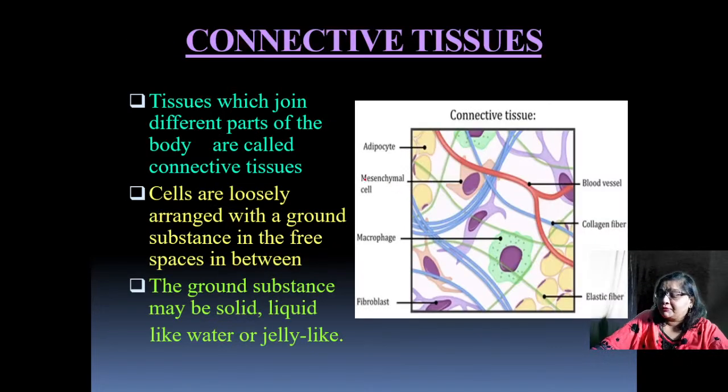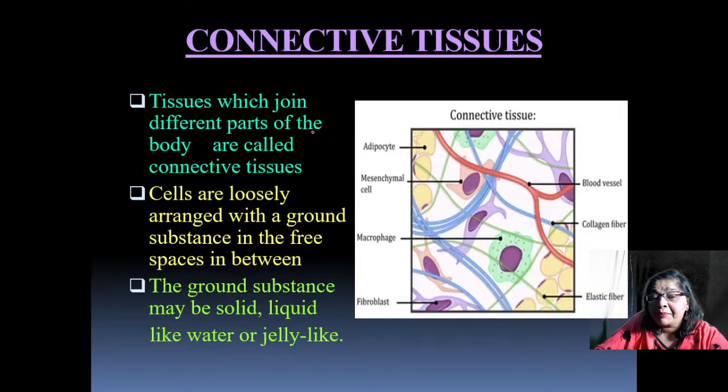Now let us talk about the complex tissues. We learned that there are 3 different types of complex tissues: the connective tissues, the muscular tissues, and the nervous tissue. Now let us start with the connective tissue, which is a type of complex tissue. Why complex tissue? Because they are made up of more than one type of cells. So let us see the connective tissues.